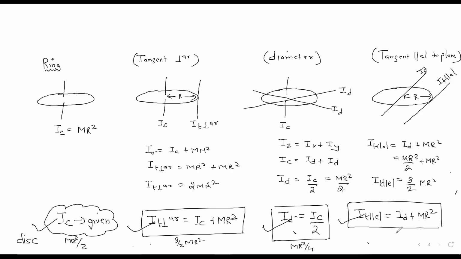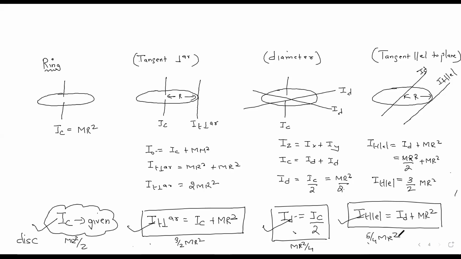ID plus MR square, so ID we know is MR square by 4 plus MR square, which will become 5 by 4 MR square. This is for a disk. Are you all understanding?